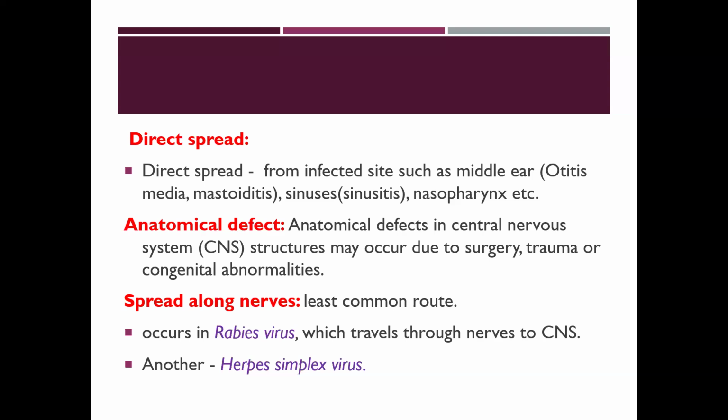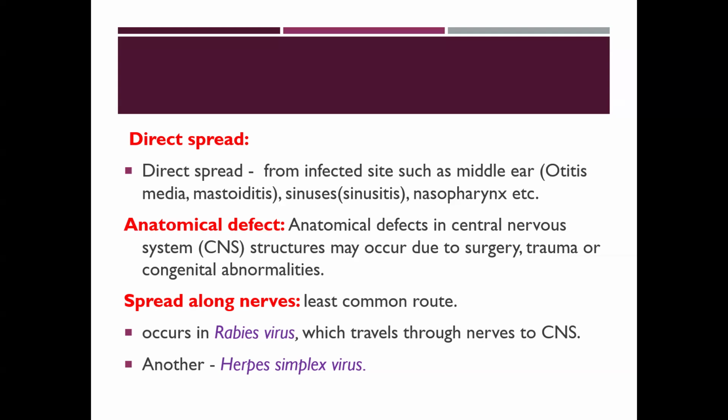And anatomical defect. Suppose there are any anatomical defects in the central nervous system, for example in case of surgery, or any trauma, such as in case of severe injury, or congenital abnormalities. If they have any abnormalities from birth, then the microorganisms enter the brain.